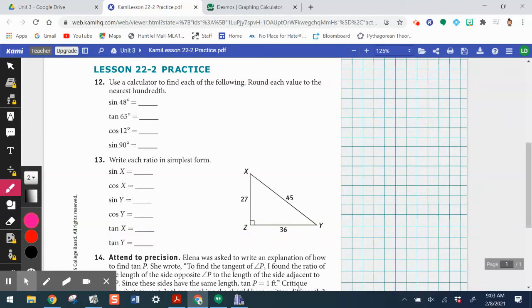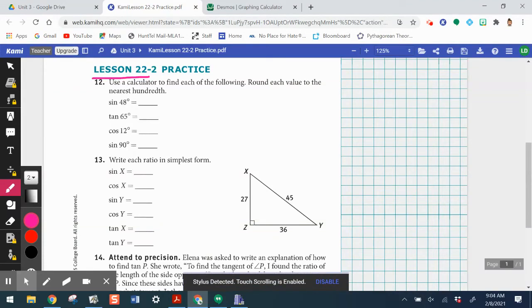Well, hello and welcome to the lesson 22-2 practice on page 311 in our text. Item 12 says use a calculator to find each of the following and round each value to the nearest 100th. So if we break this down, it's a pretty simple task. We are asked to find the sine of 48 degrees.